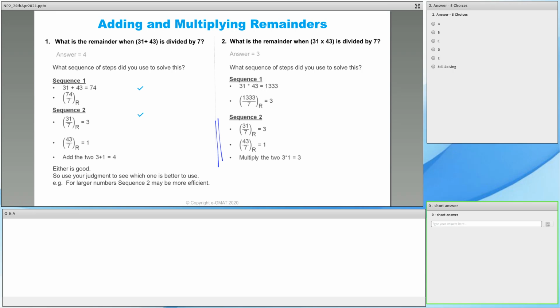Make sure you understand this. Sequence 2, absolutely. Because again, the remainder is 3, the remainder is 1. And what you'll notice is, in both cases, you'll get the same remainder. So even when you have 31 into 43 divided by 7, don't get into this trap of thinking that 7 only applies to the product. No, you can find the individual remainders in both cases and simply multiply them. It's as simple as that.